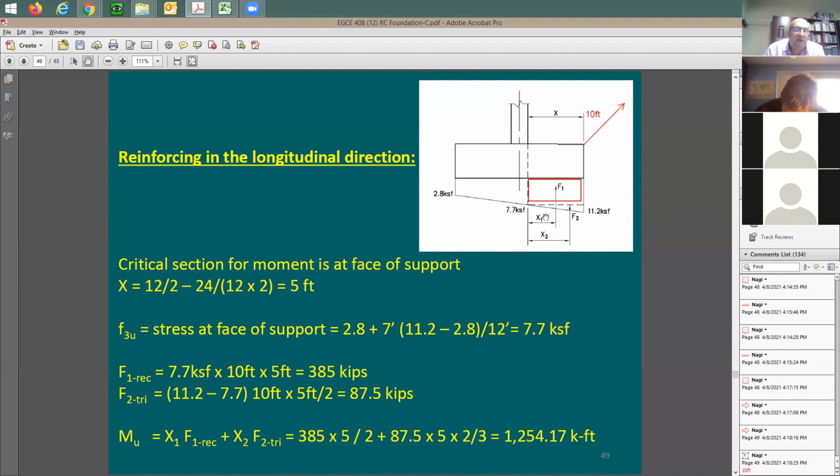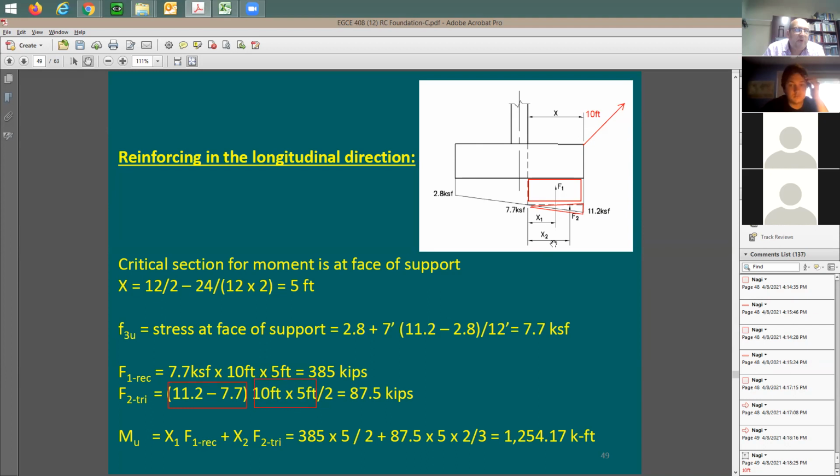For this triangular distribution, I need to find out the height of this triangle. This height is 11.2 minus 7.7. So I'm working on this triangular distribution force, which means F2. I have 11.2 minus 7.7, which is right here. Look at this force here. 11.2 minus 7.7, multiplied by 10 feet, the width, multiplied by the x distance, and then divide by 2 because this is giving me the area, I have a triangle distribution. So that's why I'm dividing here by 2.